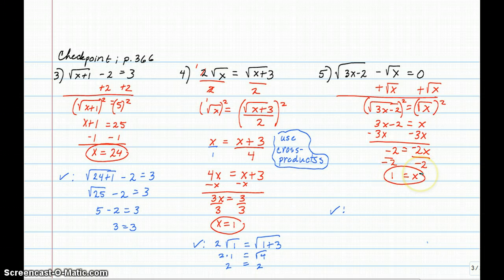So x equals 1. Now we're going to check this. We substitute in a 1. So we're going to go into the original equation. So square root of 3 times 1 minus 2 minus the square root of 1 equals 0. And we can do this mentally. 3 times 1 is 3, minus 2 is 1. So this is the square root of 1 minus the square root of 1, which is 1 minus 1. And 1 minus 1 does equal 0. 0 equals 0. Therefore, x does equal 1. You figured out that that was correct.